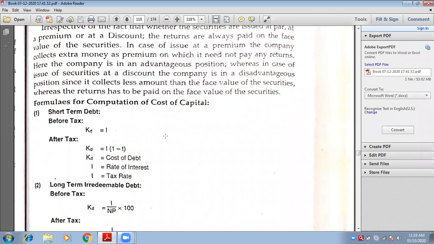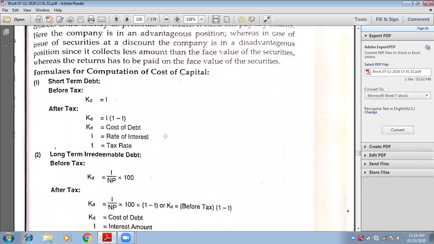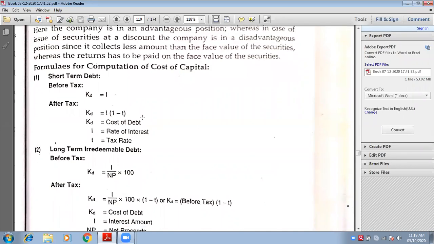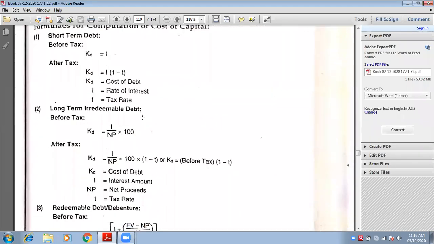I into 1 minus T. T is tax rate. Is the formula clear to all? Should I move to the next one? Yes, ma'am. Okay, now let's come to long-term debt.